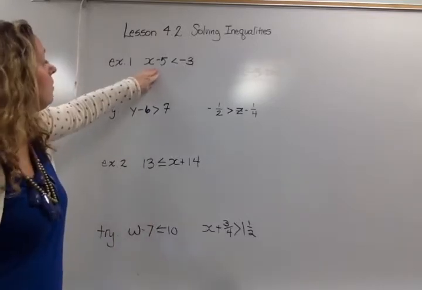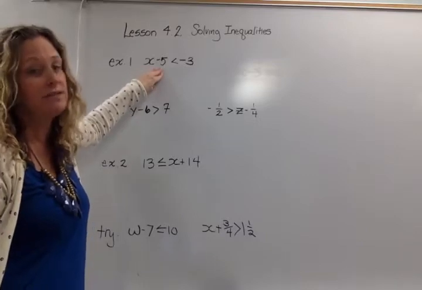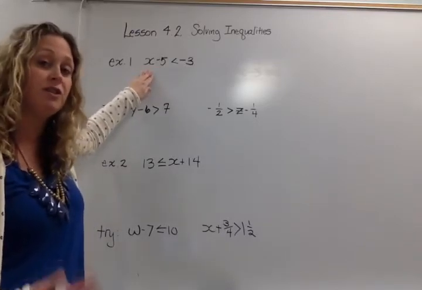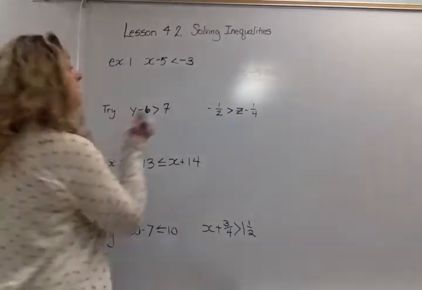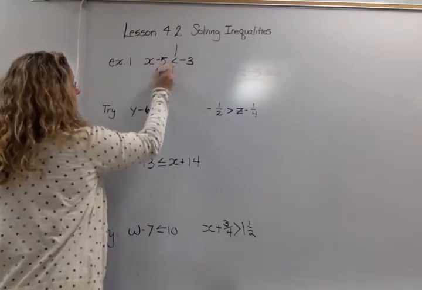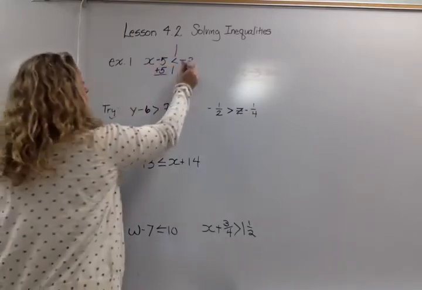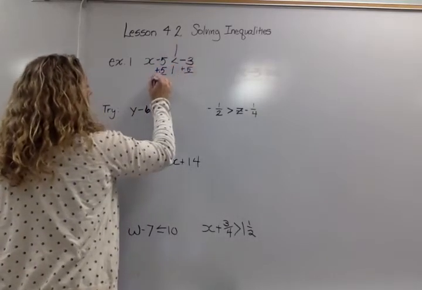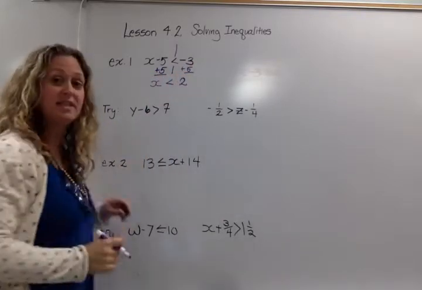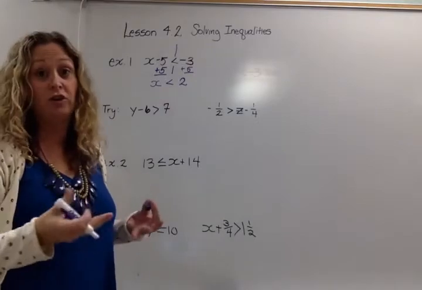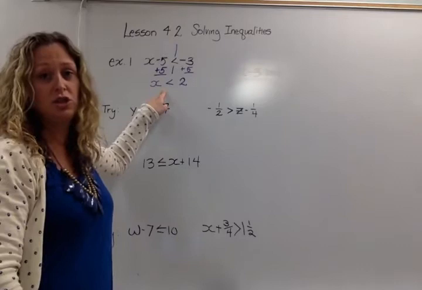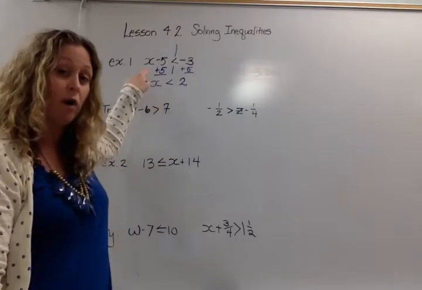If I'm going to solve for the variable x, I need to get the x by itself. I'm going to treat an inequality very similar to an equation by isolating the variable. To isolate the variable, the opposite of subtracting 5 would be adding 5. So I'm going to add 5 to both sides. Once I've added 5 to both sides, I get that x is a number or a value that is less than 2.